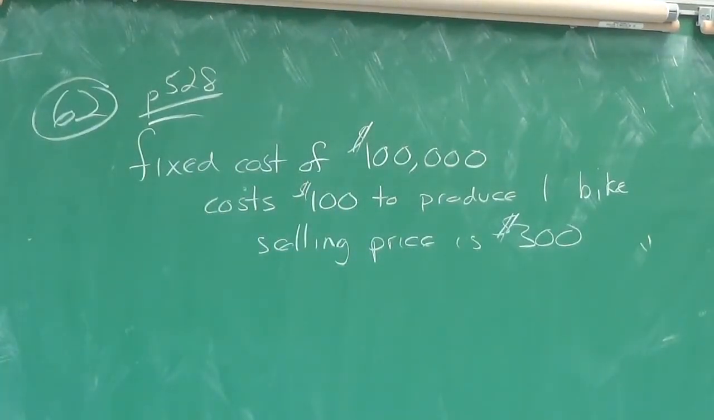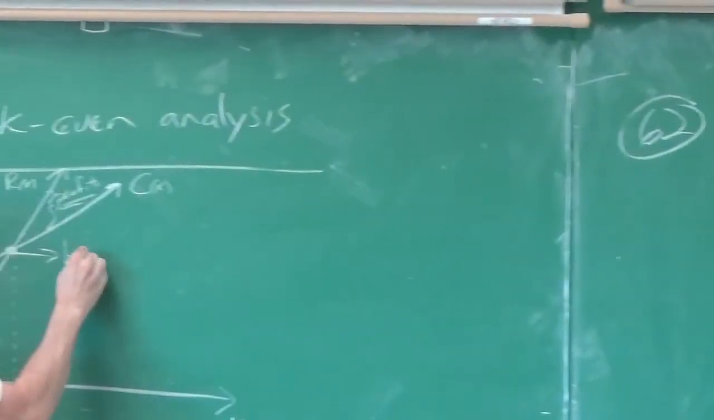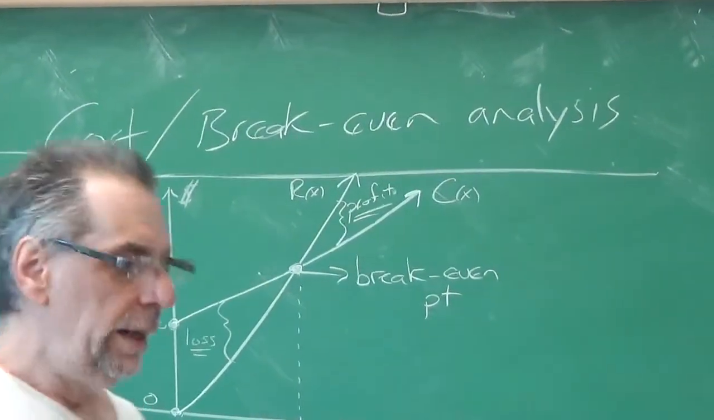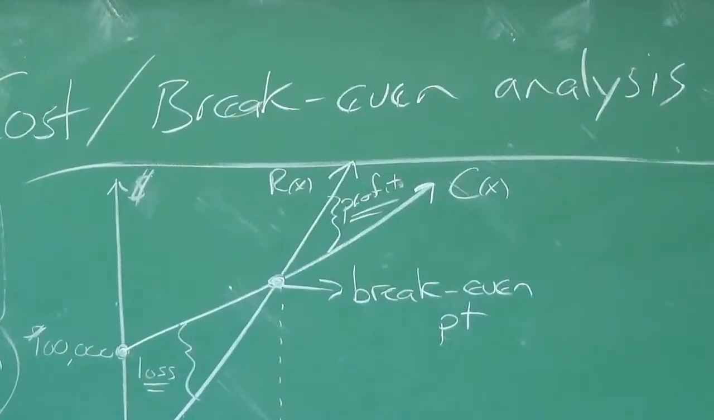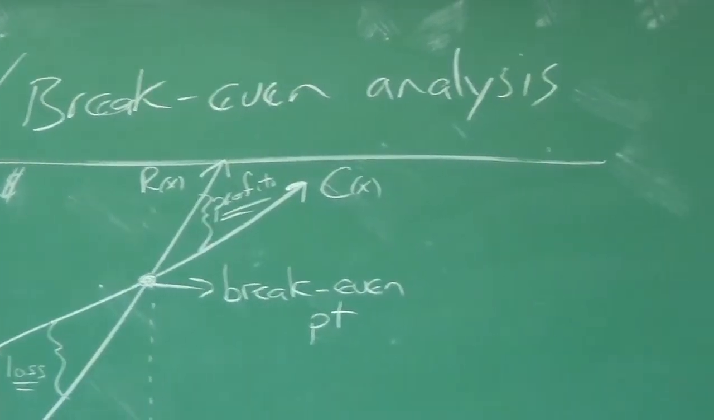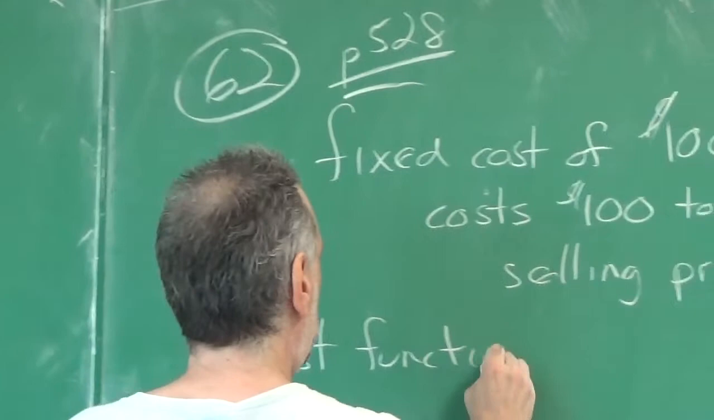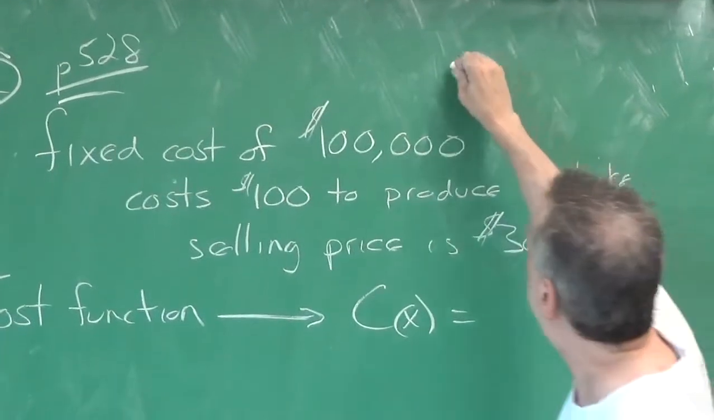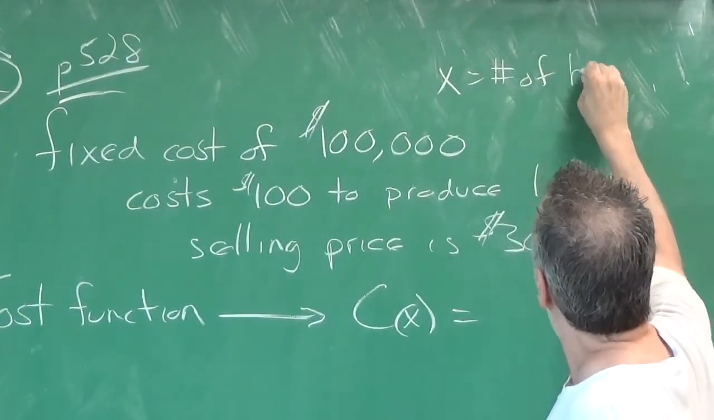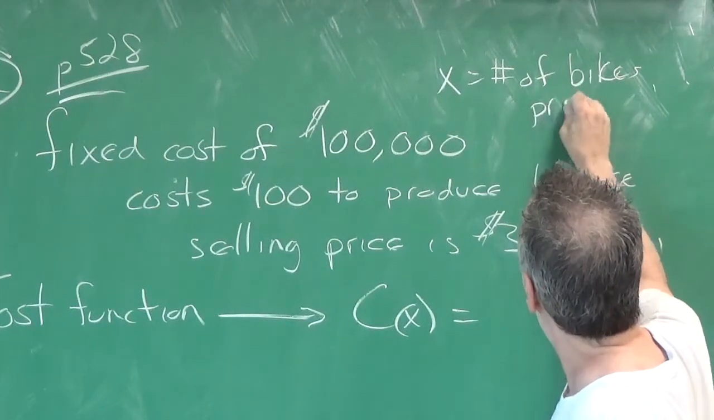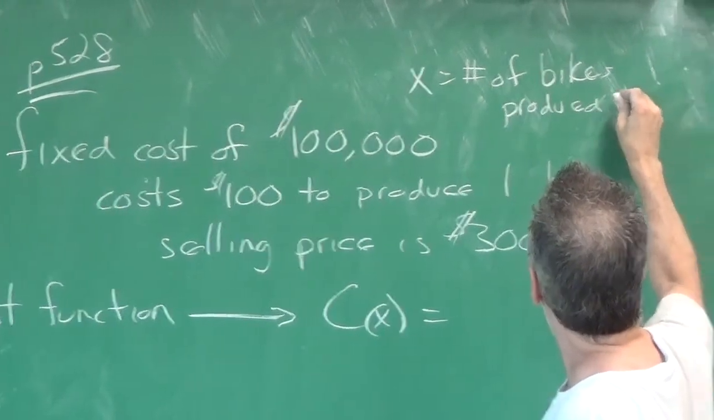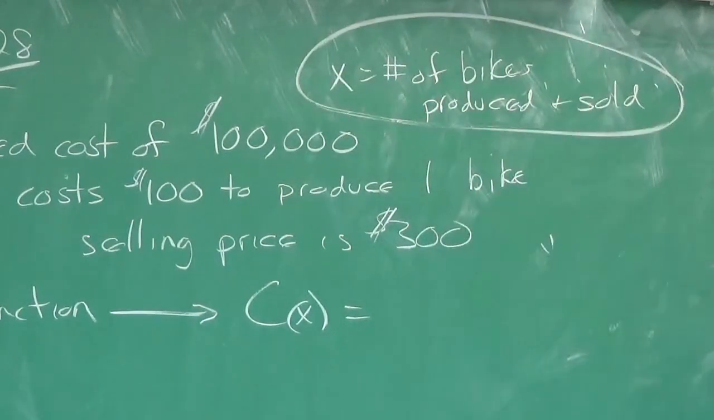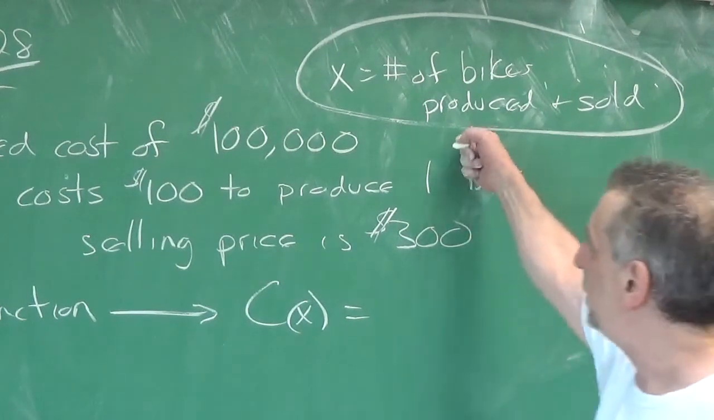So we want to come up with what we call the break-even point. How many bicycles do we have to sell in order to break even and start making a profit? So we've got to come up with a cost function. We'll call that C of X, and we'll let X be the number of bikes produced and sold. We're going to assume that the bike we produced is sold.